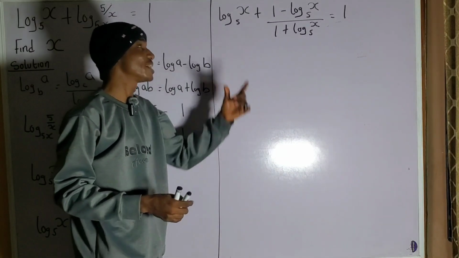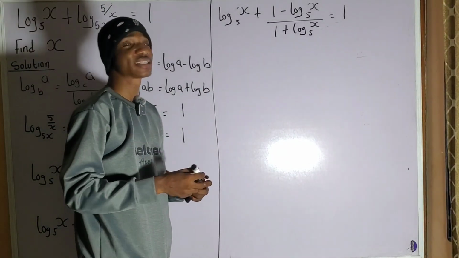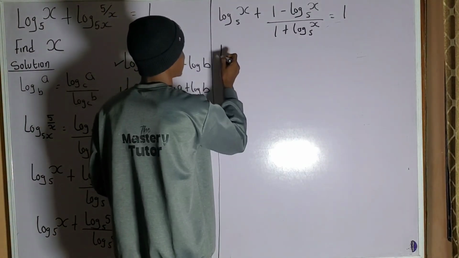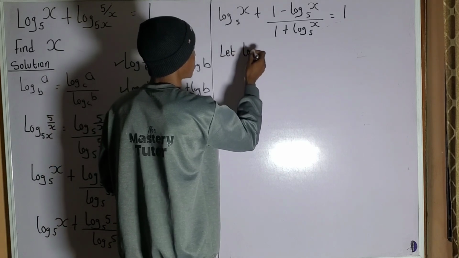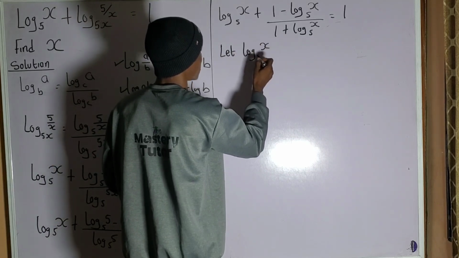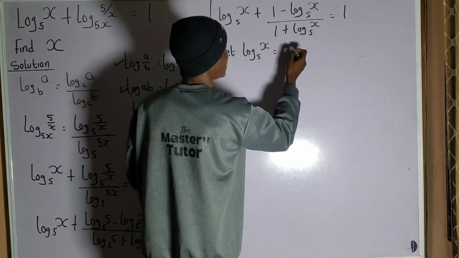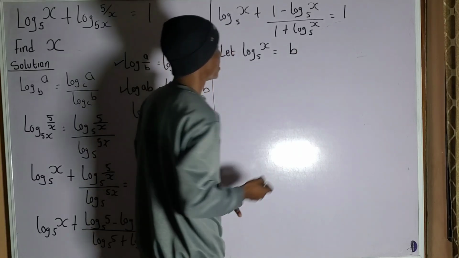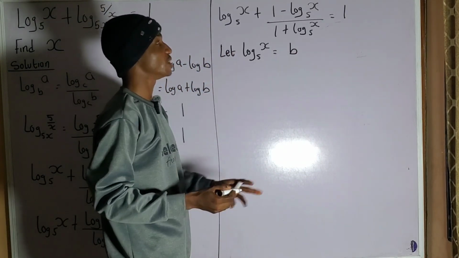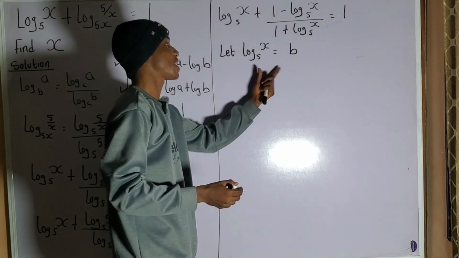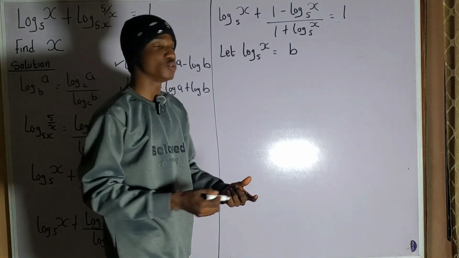Now, having gotten to this point, the next step is that we let log x base 5 be equal to maybe any letter, maybe b, you understand? Let log x base 5 equal b. So anywhere I see log x base 5 here, I'm going to replace it with b. Do you understand?